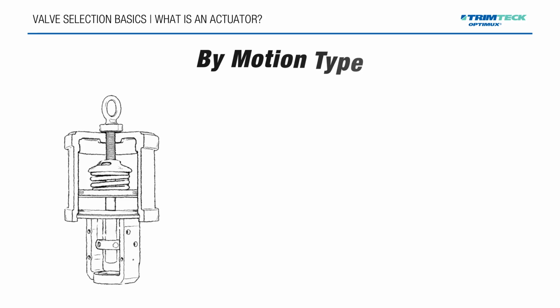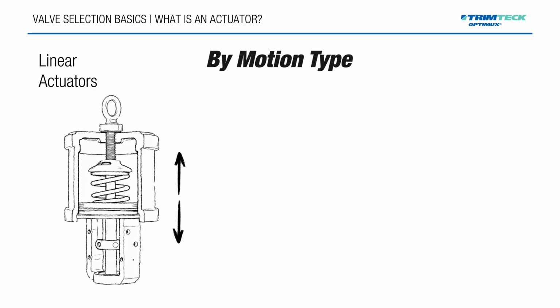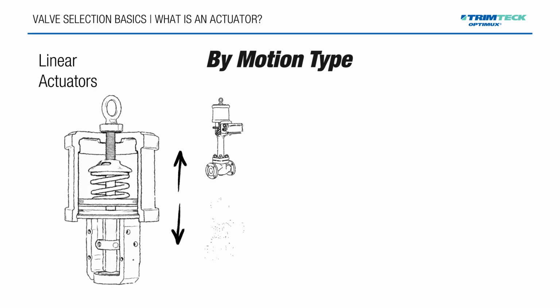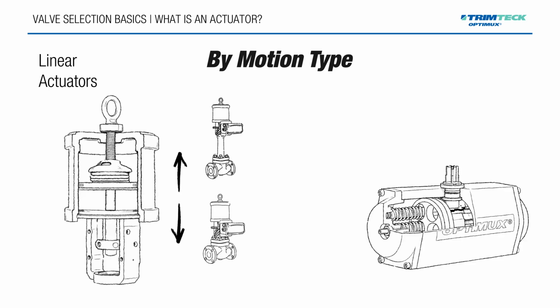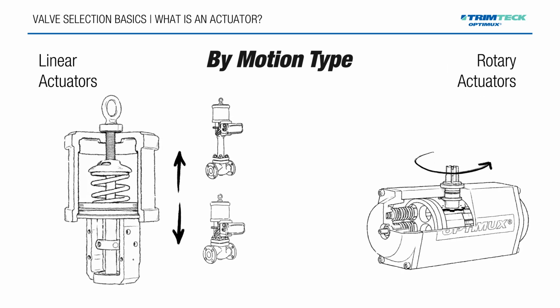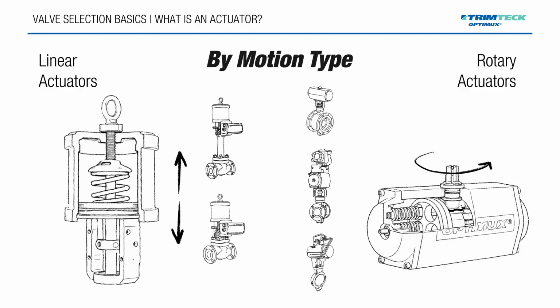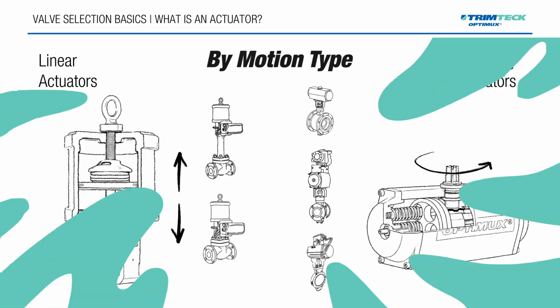Actuators are also classified by the type of motion they produce. Linear actuators move the valve stem in a straight line and are used with globe and other sliding stem valves. Rotary actuators rotate a shaft, typically 90 degrees, and are used with ball, butterfly, and plug valves. The actuator must match the valve's motion for proper operation.